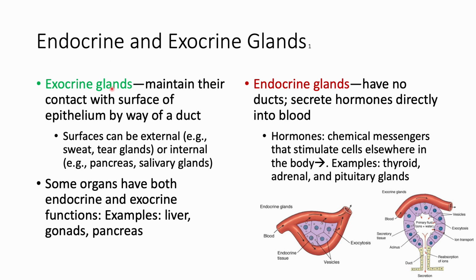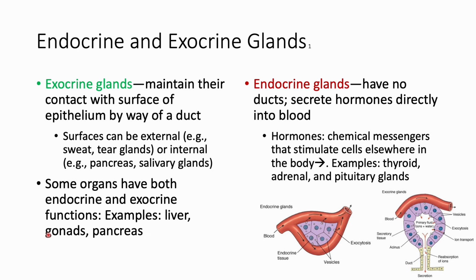Exocrine glands maintain their contact with the surface of the epithelium by way of a duct. Endocrine glands have no ducts. They secrete their hormones directly into the blood. Back to exocrine. By maintaining contact with the surface, we mean surfaces can be external, so think of your sweat glands opening up to your skin, tear glands opening up again to your skin, or internal, pancreatic glands opening up into pancreatic ducts.